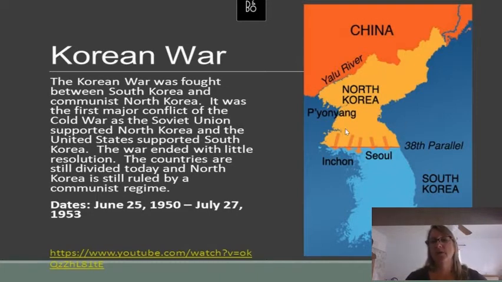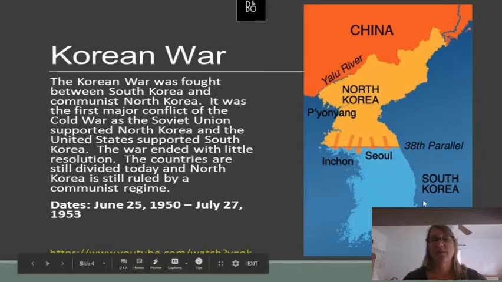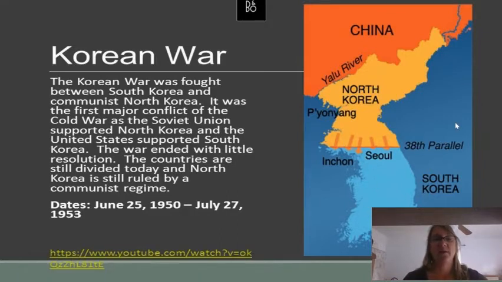So you have communism here, you have wanting democracy here, you have the 38th parallel here, right? It was the first major conflict, the first major battle of the Cold War, as the Soviet Union supported North Korea and the United States obviously supported South Korea. It went from June 25th, 1950 to July 27th, 1953, almost 3 years of a war that neither side won. That's why the 38th parallel is here. This is where it began, and this is where it ended.